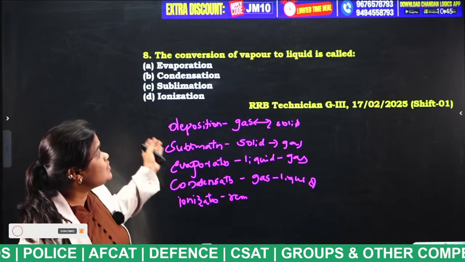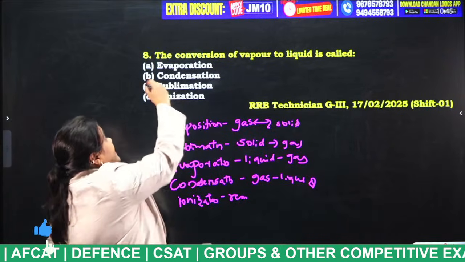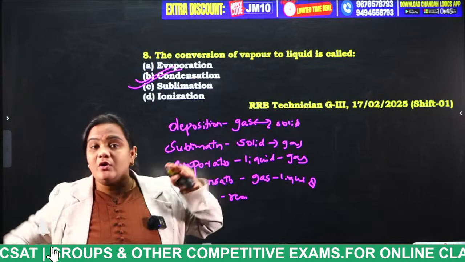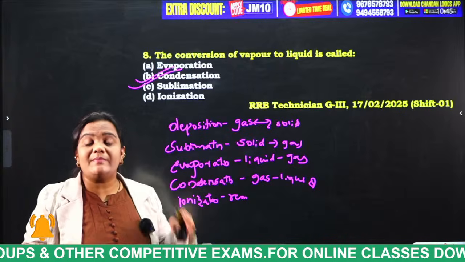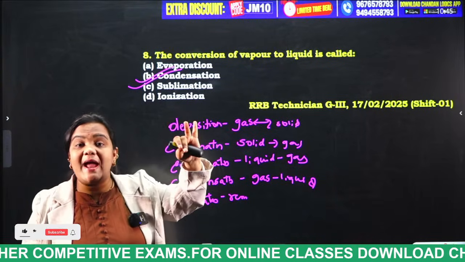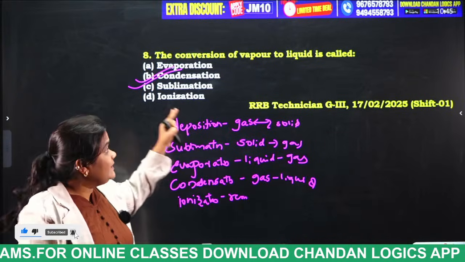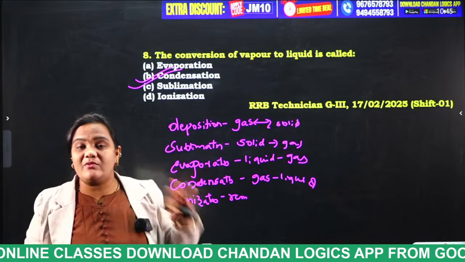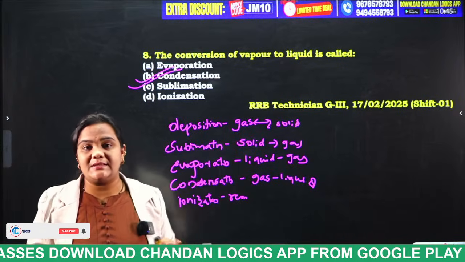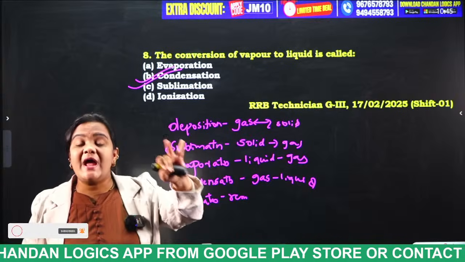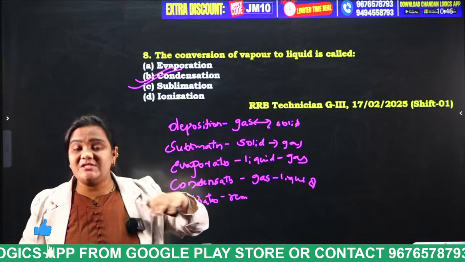So the conversion of vapor to liquid is called condensation. Very, very important. And not only these, students, we have to remember conduction, convection and radiation. This is also a very, very important concept, because this chapter is related to that chapter. You have to remember those three things also. What do you mean by conduction? What do you mean by convection? And what do you mean by radiation? I will explain to you.